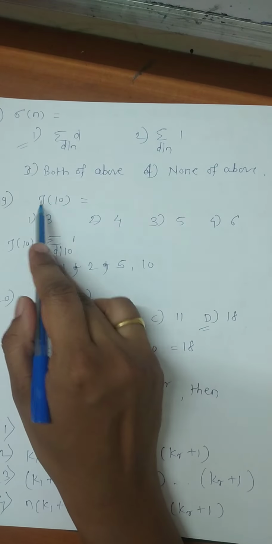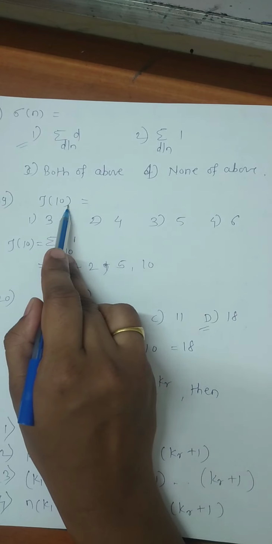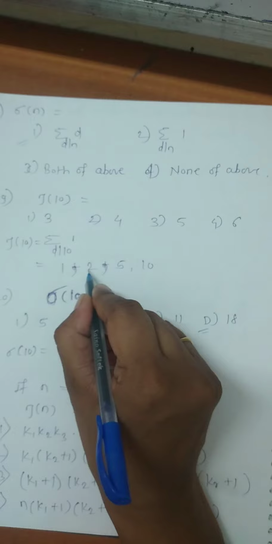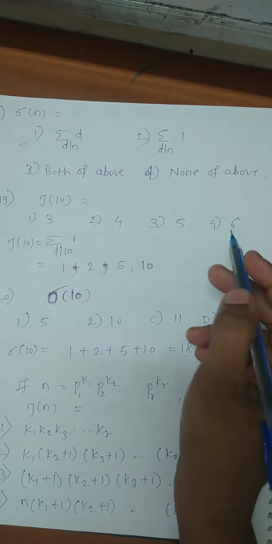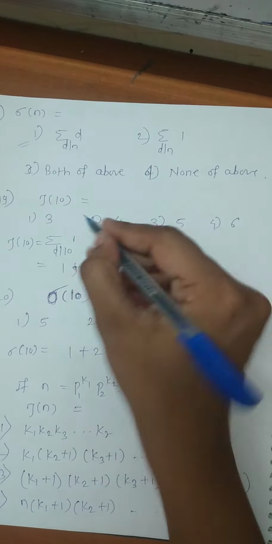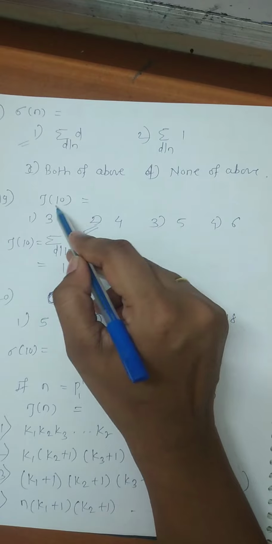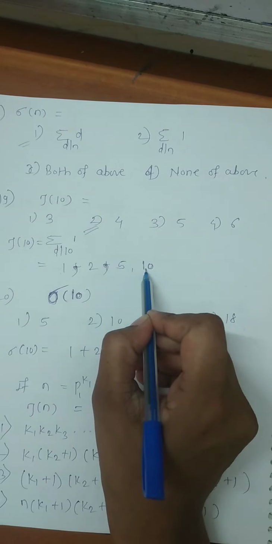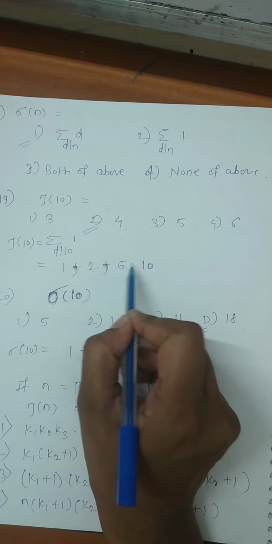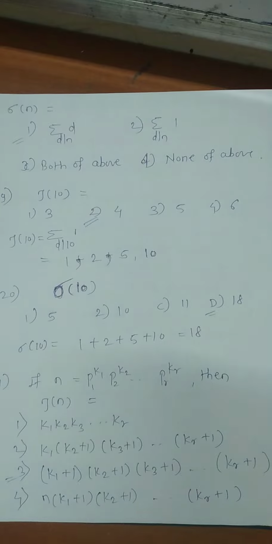What is tau of 10? How can we find tau of 10? Who divides 10? 10 is divided by 1, 2, 5 and 10. These 4 numbers divide it, right. So the answer is 4. What is tau of n? Number of positive divisors. And how many positive divisors are there? 1, 2, 3, 4. So the option is option number 2, that is 4.